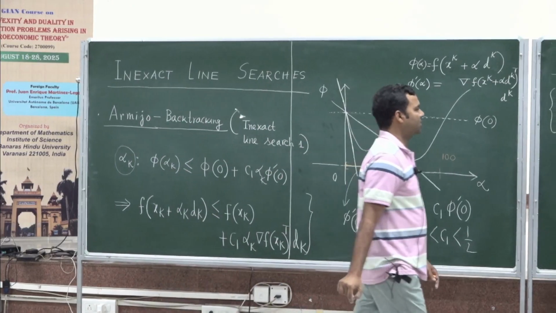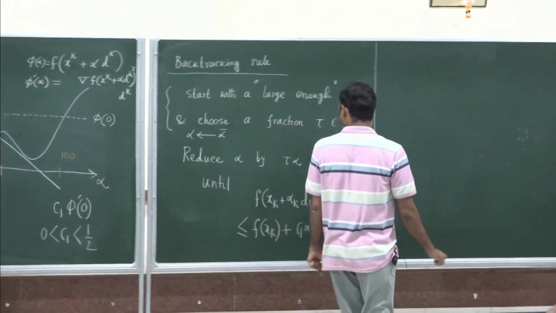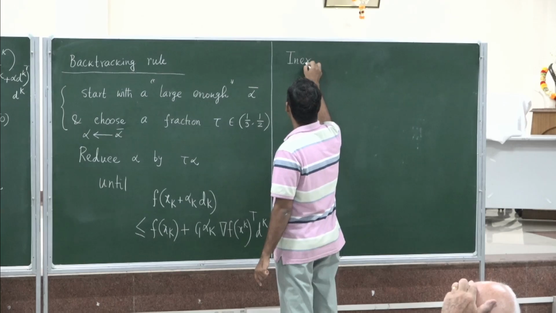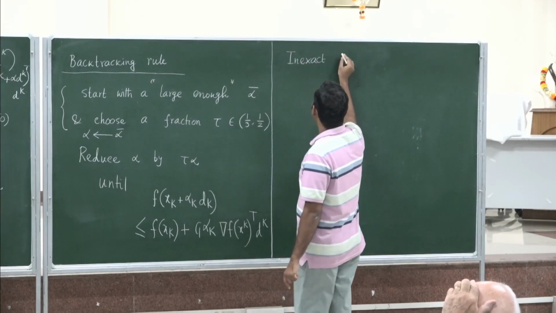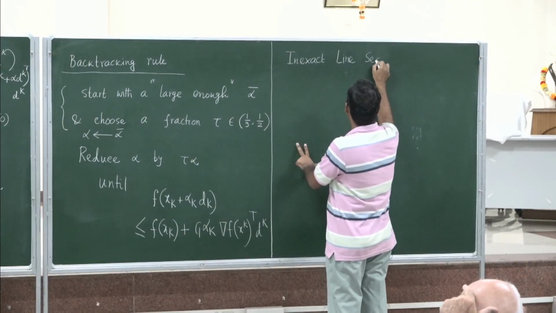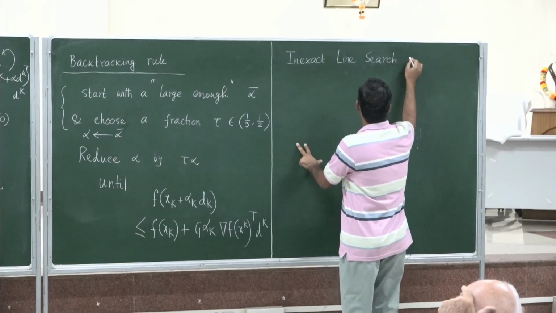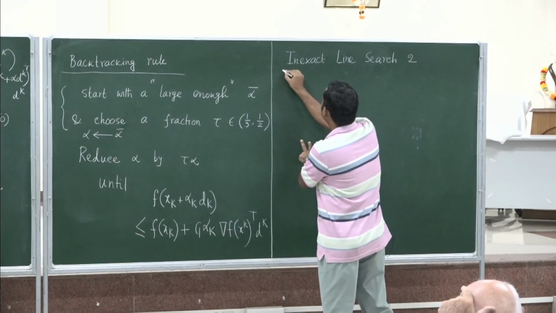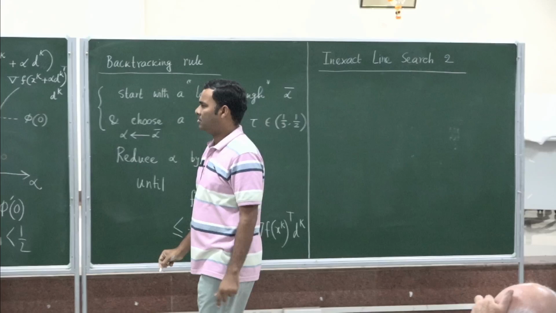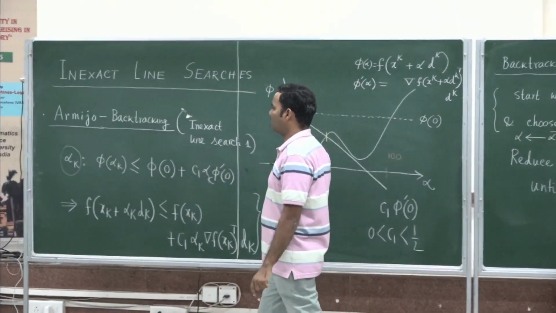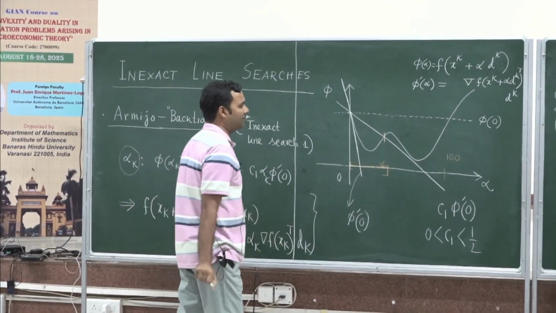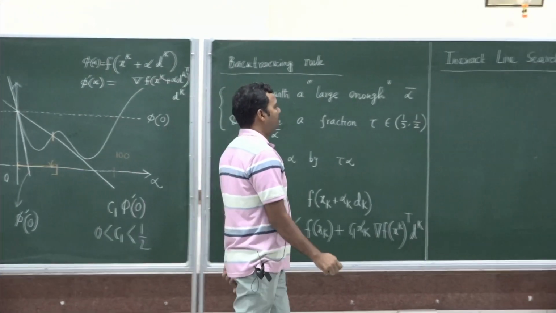Next we shall consider the inexact line search 2. It was suggested by Goldstein later on. Backtracking was suggested by Armijo, and later on Goldstein came into the picture and he suggested the following.